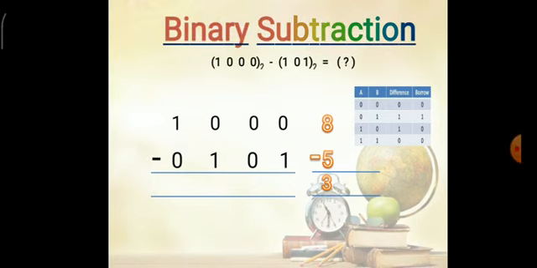Let us solve the first column from right hand side, 0 minus 1. According to the rules, when we subtract a 1 from a 0, the difference will be 1. Why? Because a 1 cannot be subtracted from a 0, so it will take borrow. When it takes borrow, it will become 10. 10 is binary of 2, and when we subtract a binary 1 from the binary of 2, that is 10, we will get the binary of 1. That is why 0 minus 1 is equal to 1.